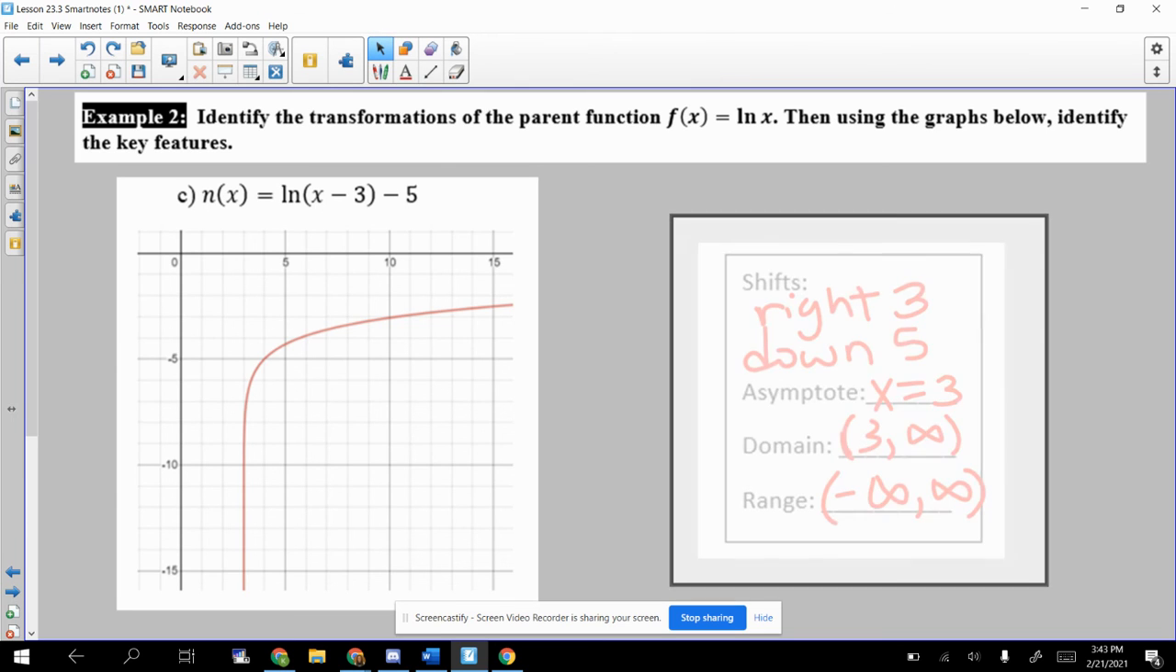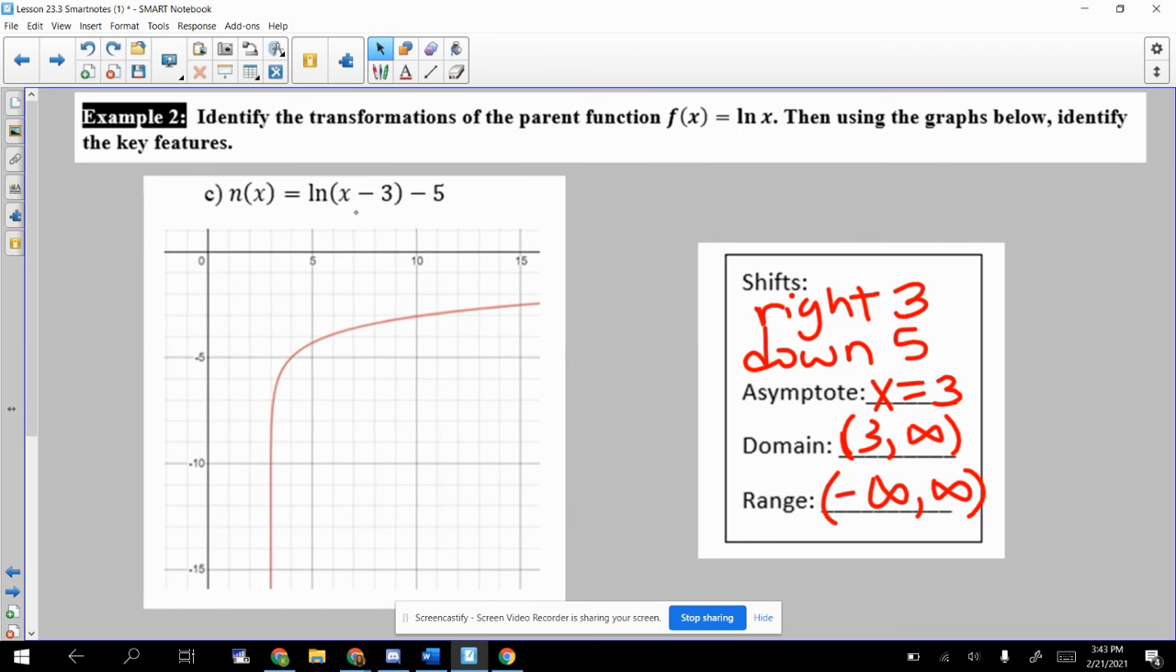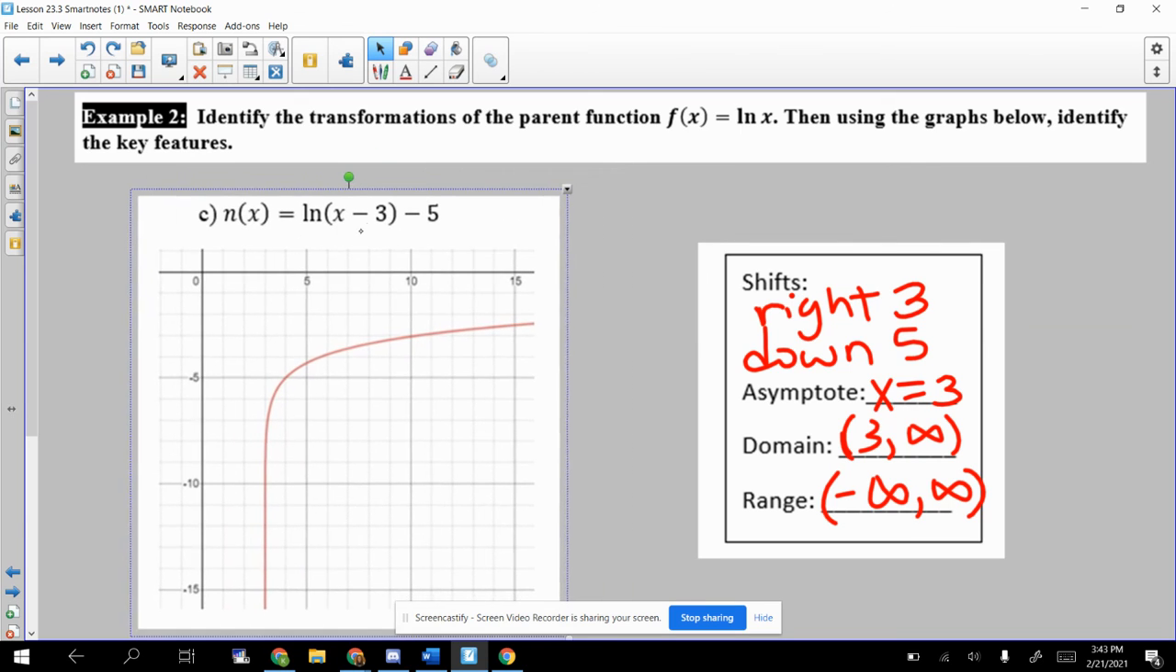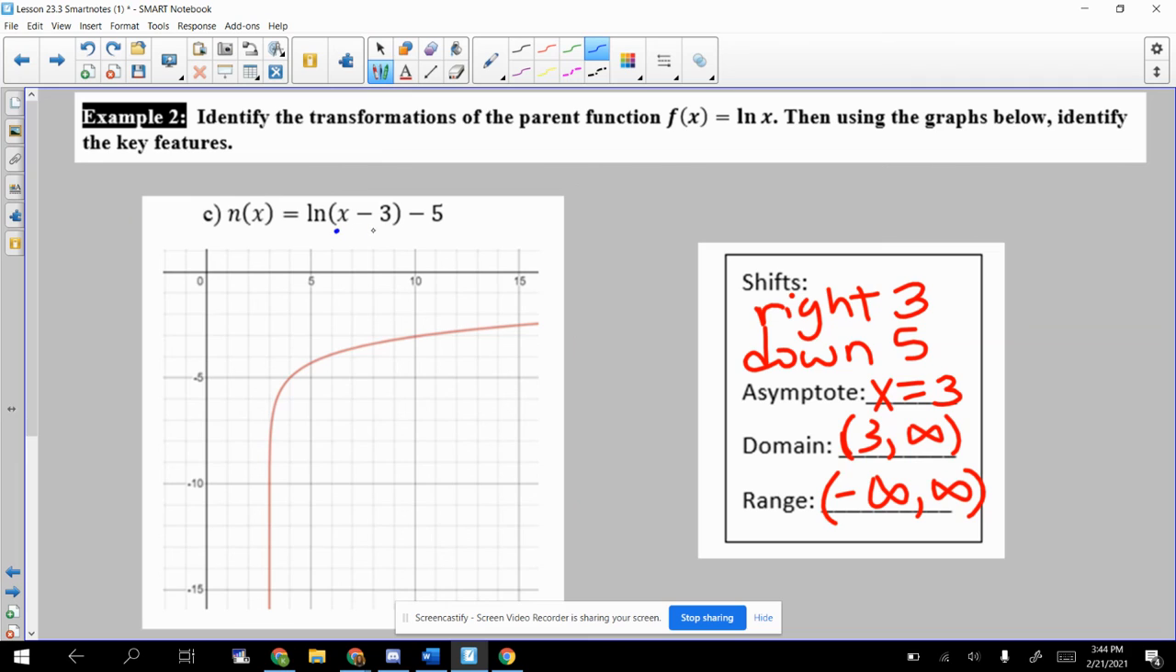Okay, so hopefully you guys did this one, and it should move to the right 3 because of this x minus 3, and then it should move down 5 because of the -5. Okay, because it moves to the right 3, that's where your new asymptote is going to be, at x equals 3. That's also what your domain will be, from 3 to infinity. And then your range is still going to be -infinity to positive infinity.